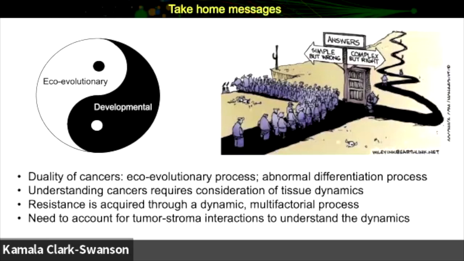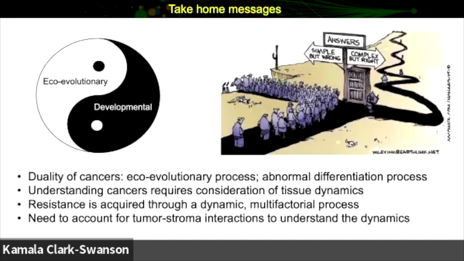To understand cancers, we need to consider tissue dynamics. We need to consider turnover rates, proliferation, death. We have to think about it in space and think not only about what's happening intrinsically in tumor cells, but what also might be happening in the environment.